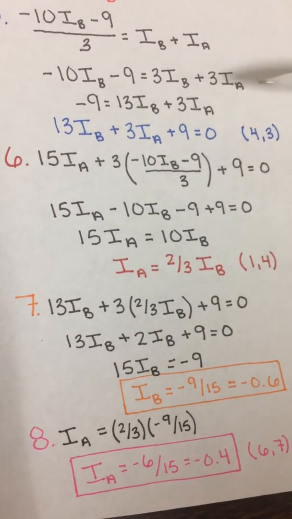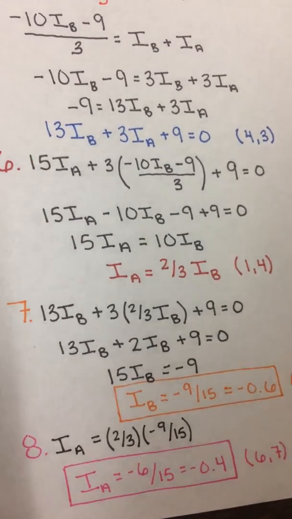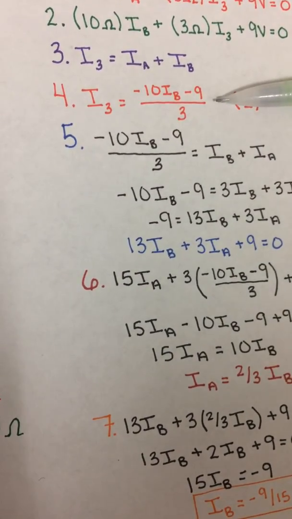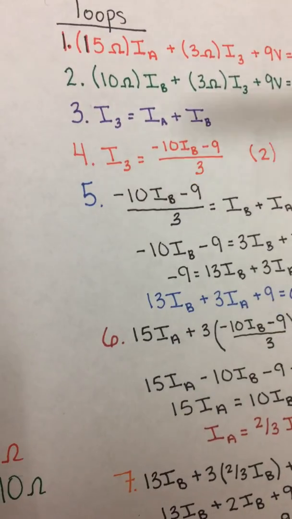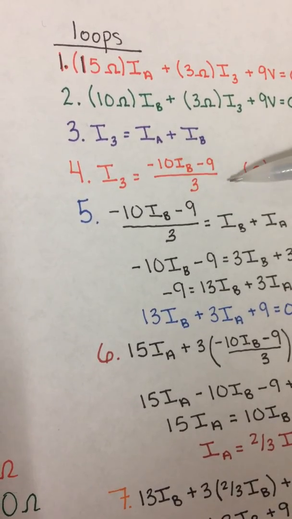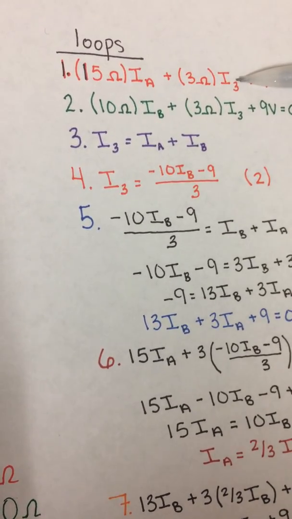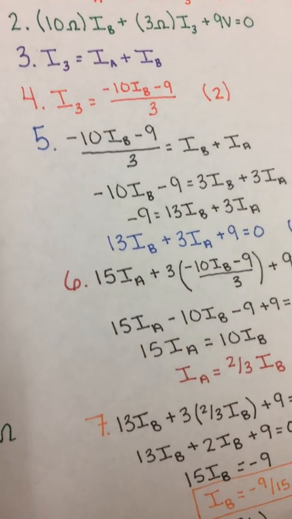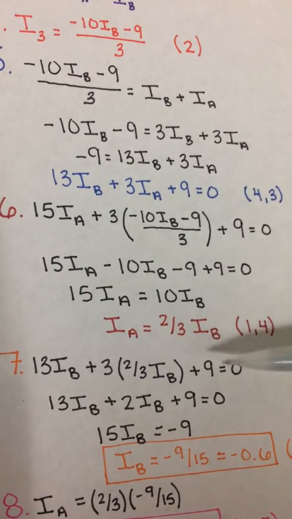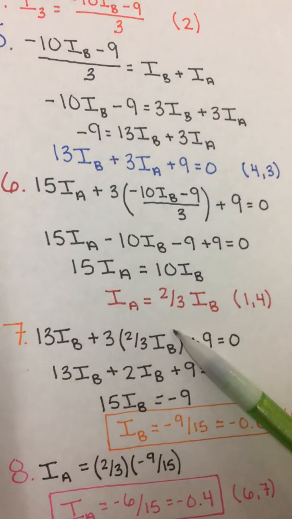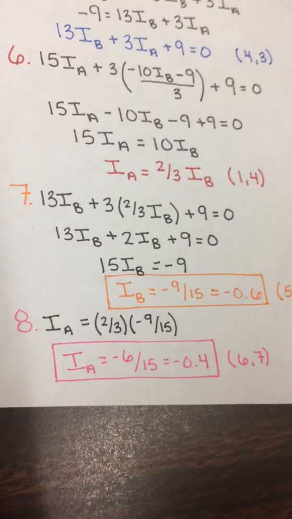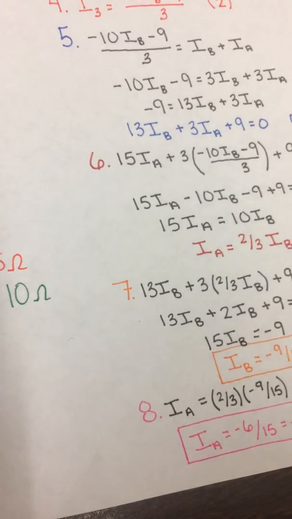And then from there, I went ahead and combined the reorganization of the second equation with our first equation up here. So I put in what we got for current 3 into the current 3 of equation 1, and then I went ahead and solved for what our new equation would be, and that gave us a really pretty one. Current A equals 2/3 of current B. So from there, we got two new equations, number 5 and number 6.